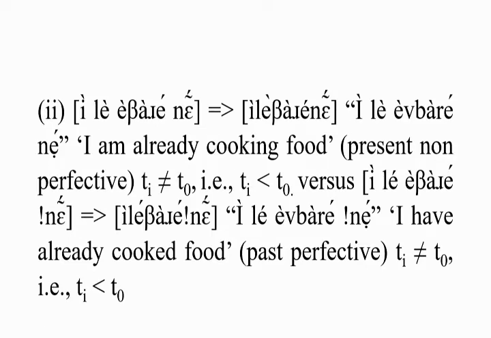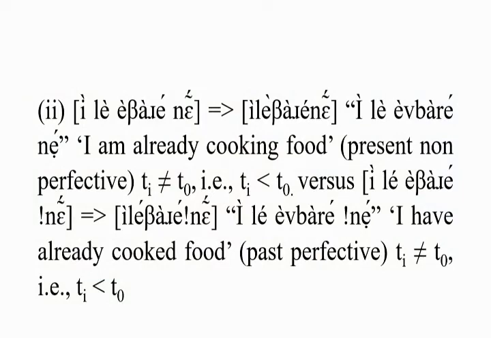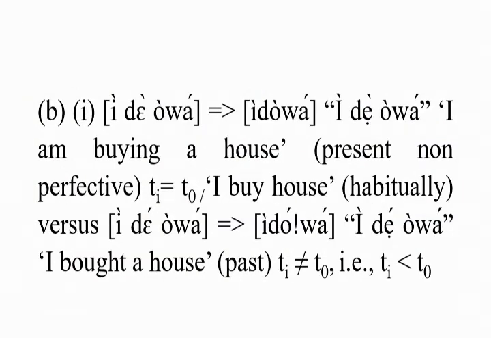So the low tone on the verb is in I am already cooking. Whereas the high tone on the same verb indicates that the action has been completed. I have already cooked.